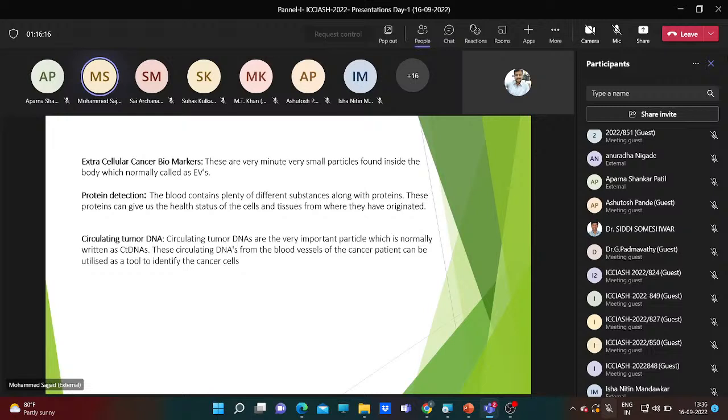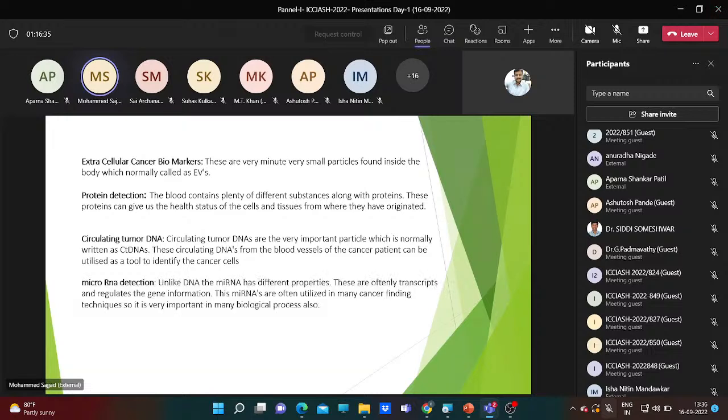Circulating tumor DNA. Circulating tumor DNAs are very important particles, normally written as ctDNAs. These circulating DNAs from the blood vessels of a cancer patient can be utilized as a tool to identify the cancer cells.